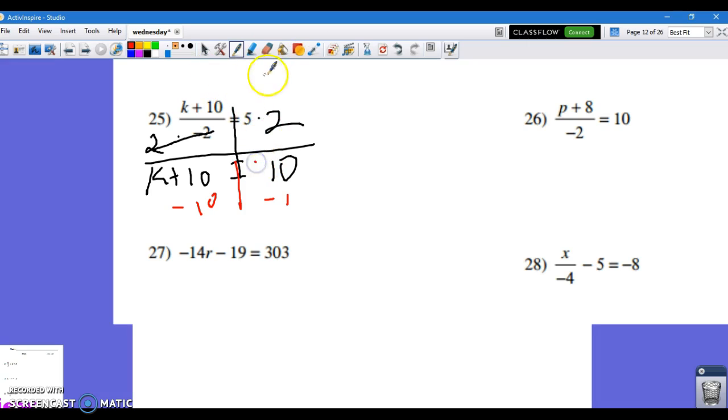This should be a negative 10, because it was a negative 2. Remember, we keep the signs, negative 2. So 5 times negative 2 is a negative 10. Now I'm going to get rid of the 10. That leaves me with k. That cancels out. A negative 10 minus 10 is going to give me negative 20. K is going to be negative 20.